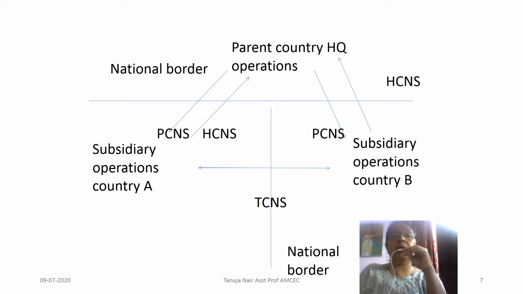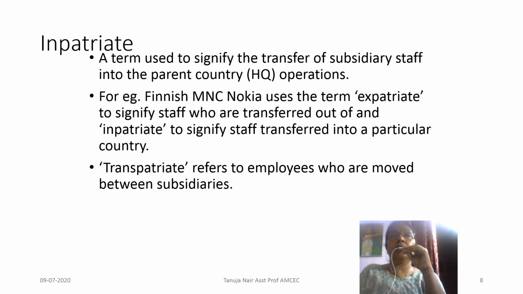Here, diagrammatically, I have tried to explain PCN, HCN and TCN. From parent country headquarters, an employee is sent to a subsidiary in country A. He is known as PCN. From the country A subsidiary, an employee is sent to headquarters. He is known as HCN. From the country A subsidiary to the country B subsidiary, employees are sent. It is known as TCN. Such an employee is known as TCN. So this explains the types of employees.